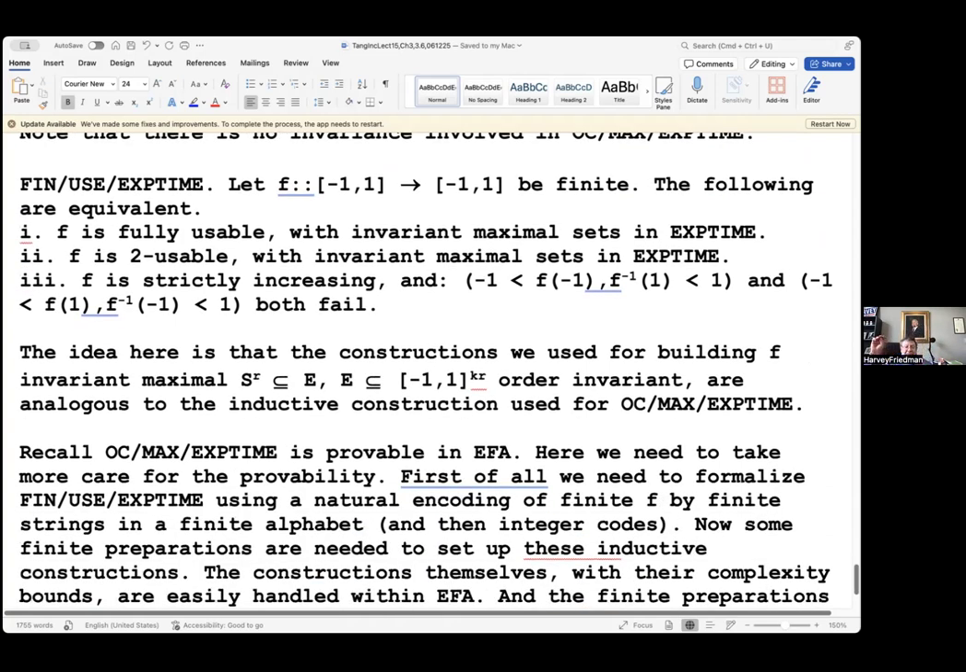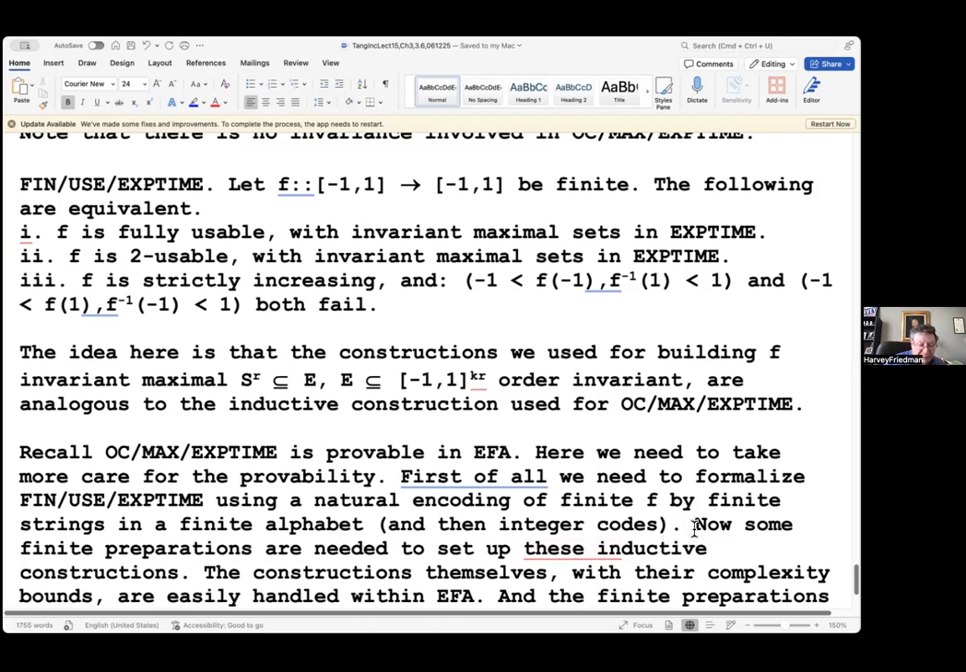Now let's talk about the provability, because I just said exponential time. Recall that OC max exponential time is provable in EFA. Here we need to take more care, however, for the provability. First of all, we need to formalize finite use exponential time using a natural encoding of finite functions by finite strings in a finite alphabet and then integer codes.